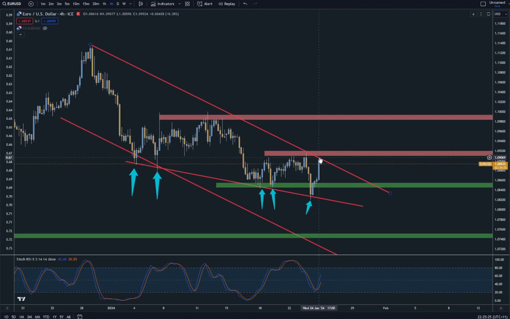Finding a little bit of resistance now coming into this topside of this wedge, or what would have been the channel. Also got those horizontal highs here. We get a break through here, then this is pretty much the pattern that we're looking for. Next price target from there is going to be 109.80.